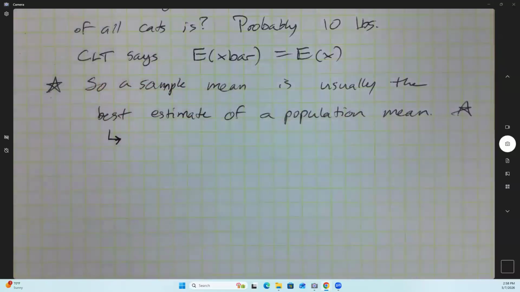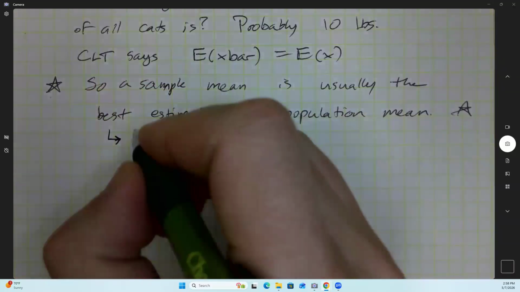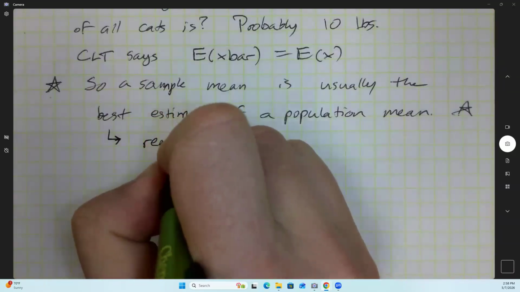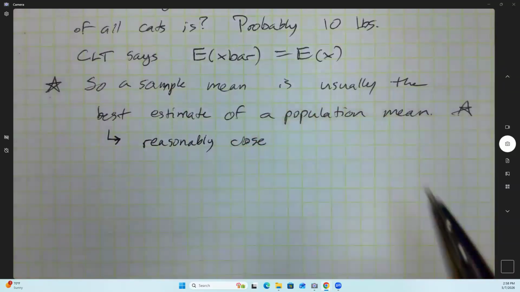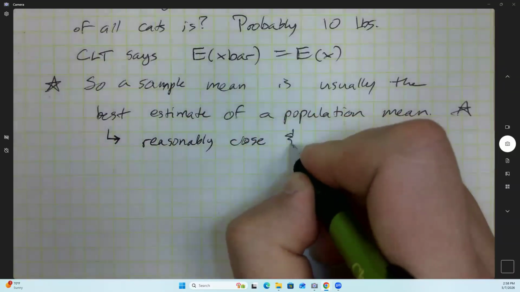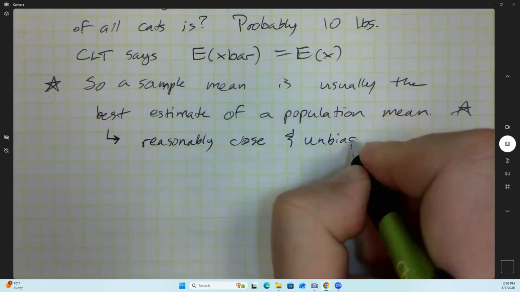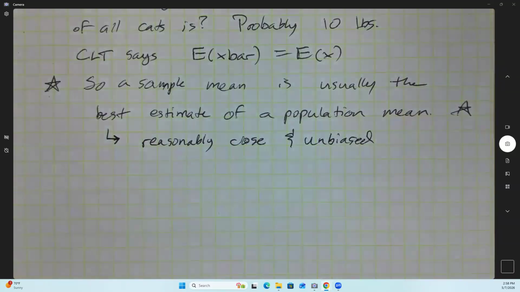So what does it mean to be the best estimate? Reasonably close. That's a judgment call for sure. And as long as you're collecting your data well, unbiased, it might be a little high, it might be a little low, but it's not always going to be high. It's not always going to be low.